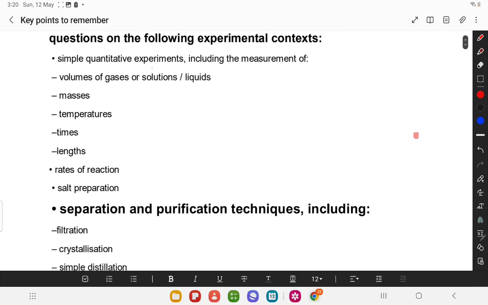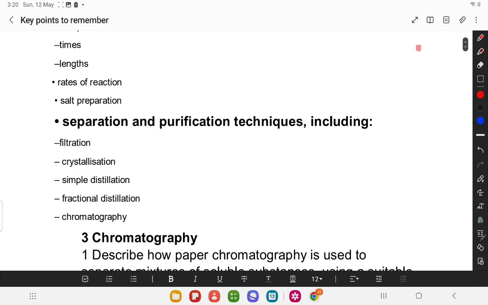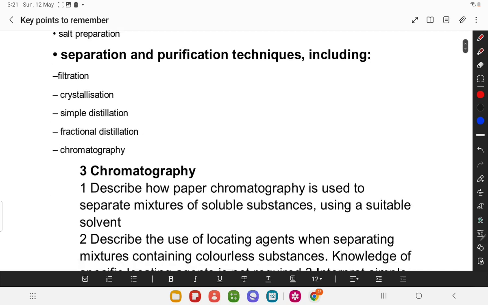Simple quantitative experiments including the measurement of volume of gas or a solution, masses, temperature, time, lengths, rates of reaction, and salt preparation. Separation and purification techniques including filtration, crystallization, simple distillation, fractional distillation, and chromatography.